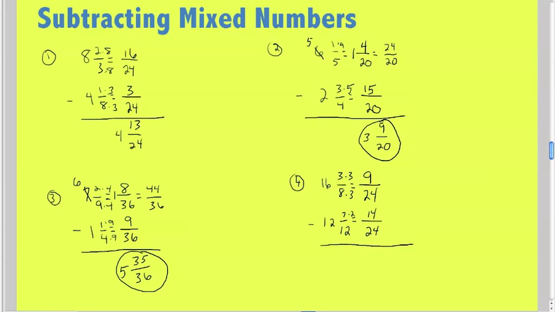Okay, one more time here with our borrowing. The 16 is going to become a 15. Now instead of 9 over 24, I have 1 and 9 over 24. Let's change that into an improper fraction. It's going to be 33 over 24. Again, I multiply 1 times 24 plus 9, which gives me 33. So I can now do 33 over 24 minus 14 over 24. All right, and that's going to give me 19 over 24. And let's take care of all the whole numbers. 15 minus 12 is going to give me 3. And final answer, I cannot reduce that any further. And that is subtracting mixed numbers.